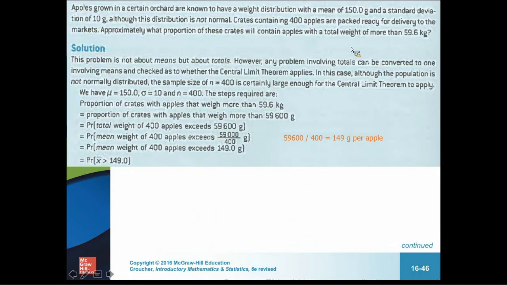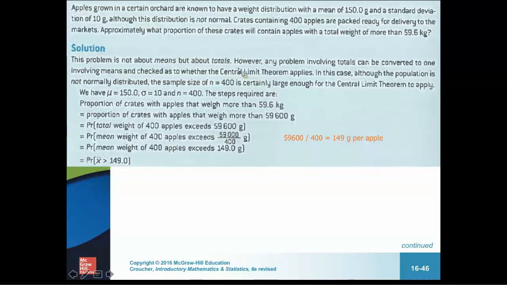A tougher question here because we've got to do a little more work with the data. So just work with what you know, apply some common sense and see how we go. It says apples grown in an orchard are known to have a mean weight of 150 grams each apple with a standard deviation of 10 grams. It's not a normal distribution, and we've got crates containing 400 apples packed ready for delivery to the markets. Approximately what proportion of these crates will contain apples with a total weight of more than 59.6 kilos?